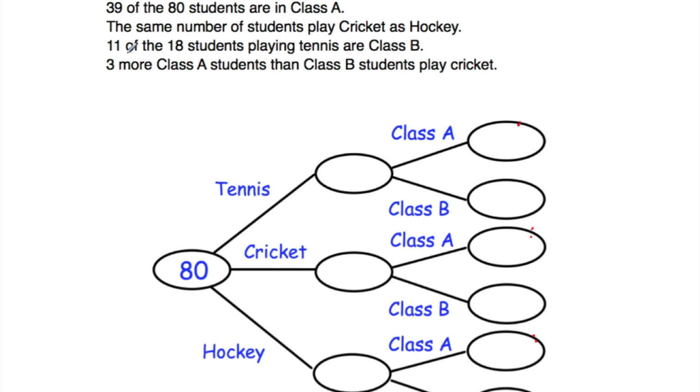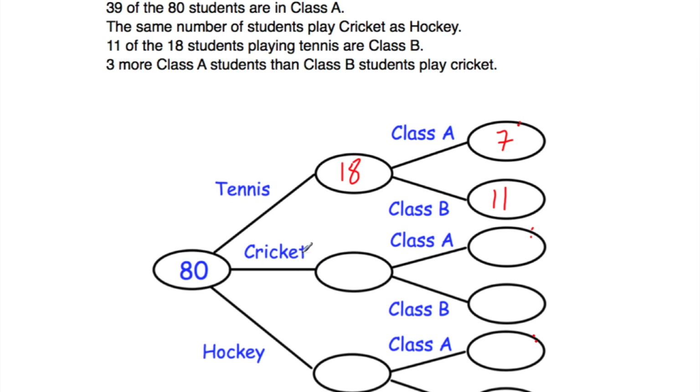And we're told that 11 of the 18 students playing tennis. Oh, so there's 18 students playing tennis, and 11 of them are in class B. So there's 11 in class B, and that means there must be 7 in class A, because obviously they would add together to be 18.